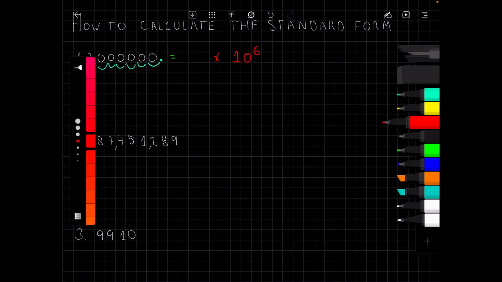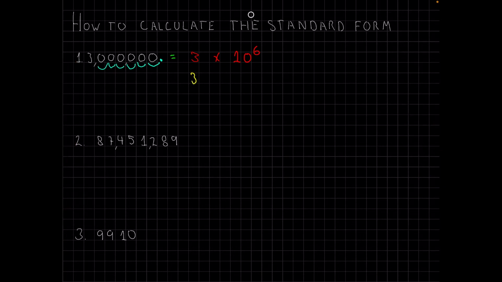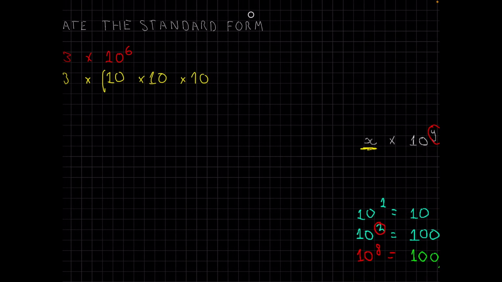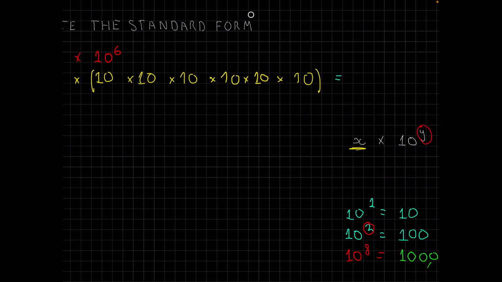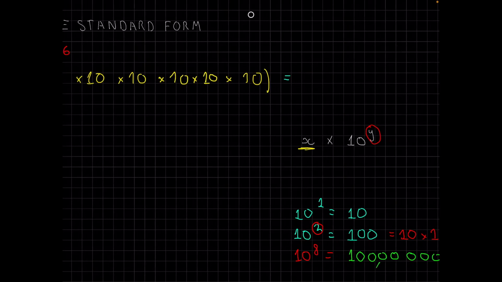There's no good way of explaining this, and the only way I can explain it is to visualize it. What 3 times 10 to the power of 6 really means is 3 times 10 times 10 times 10 times 10 times 10 times 10. What that equals is 3 million.